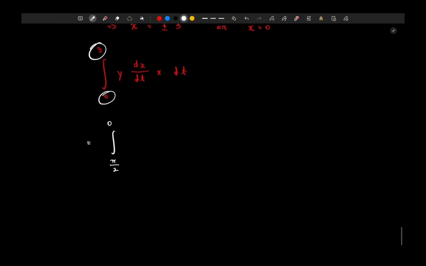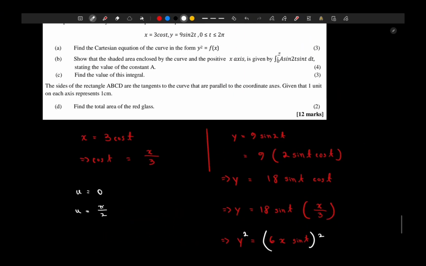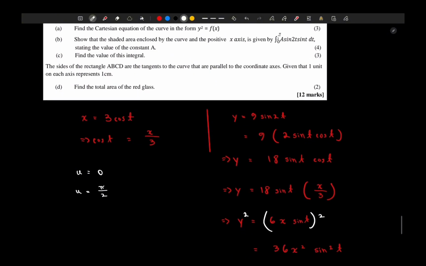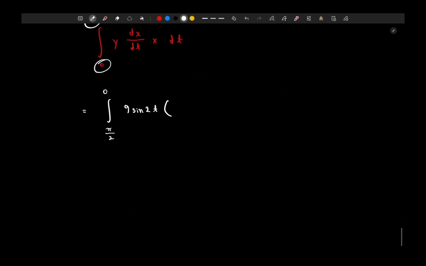And y is equal to 9 sine 2t. And dx over dt would be minus 3 sine t. So that's minus 3 sine t dt. Okay. So this is equal to negative 27 integrate pi over 2 and 0 sine 2t multiplied by sine t dt.